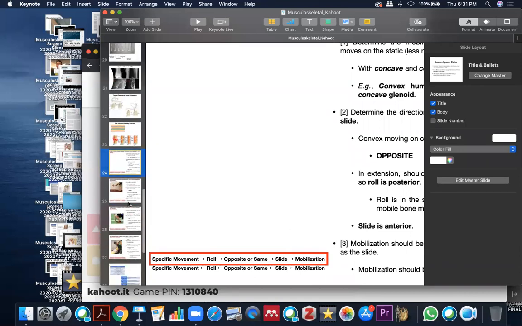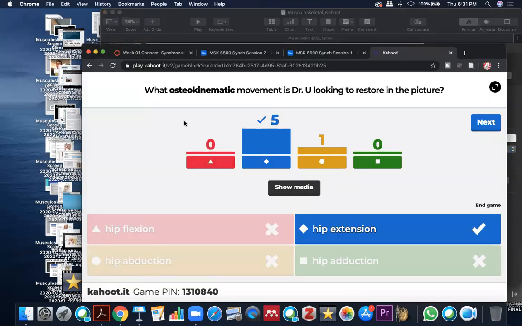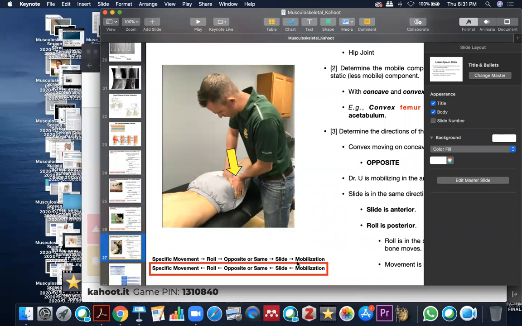Now for this one, it's the opposite. Instead of giving you the movement, now we see the mobilization and we have to predict the movement he's trying to restore. So we go the opposite direction. Instead of starting with the specific movement, now we start with the mobilization. We look at this, and he's mobilizing posterior to anterior. So in other words, it's anterior.